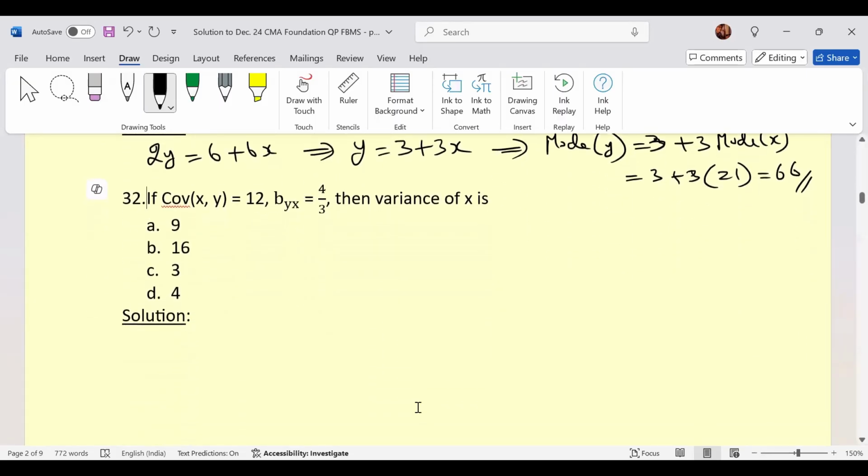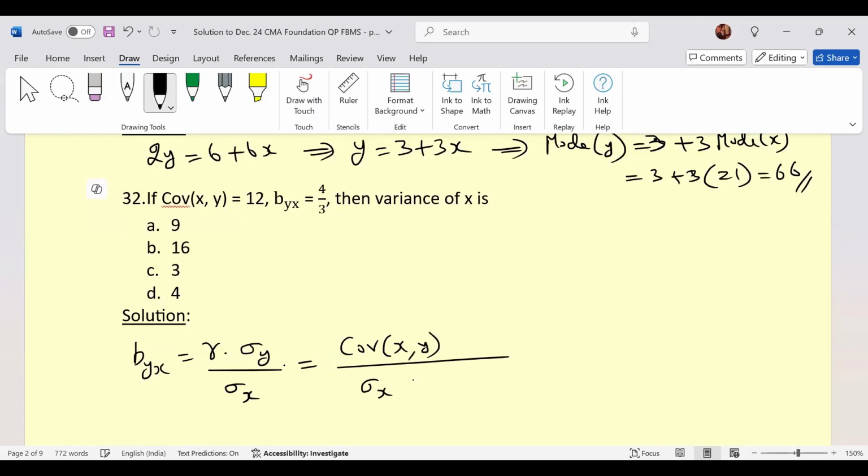Covariance of x comma y is 12. Byx is 4 by 3. Then what is the variance of x? So byx is nothing but r into sigma y divided by sigma x. R is covariance of x comma y divided by standard deviation of x, standard deviation of y. Then we will write those sigma y and sigma x here.